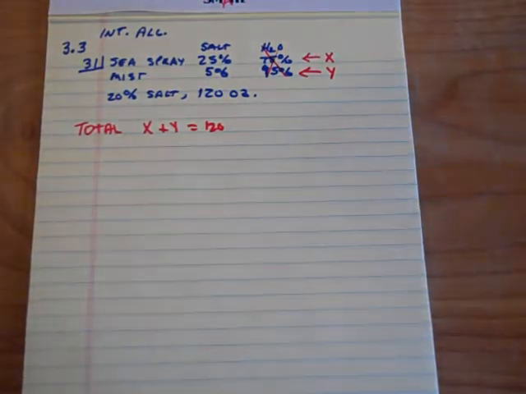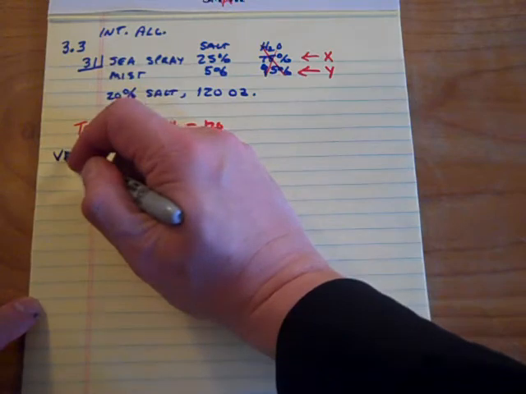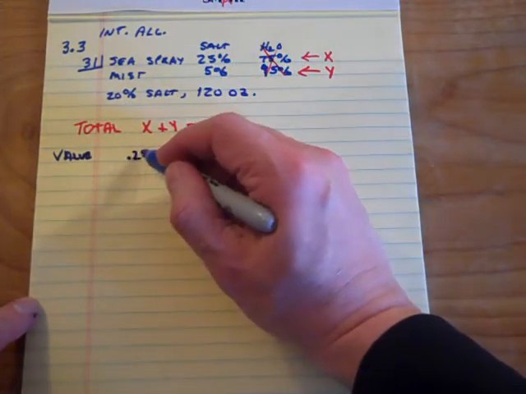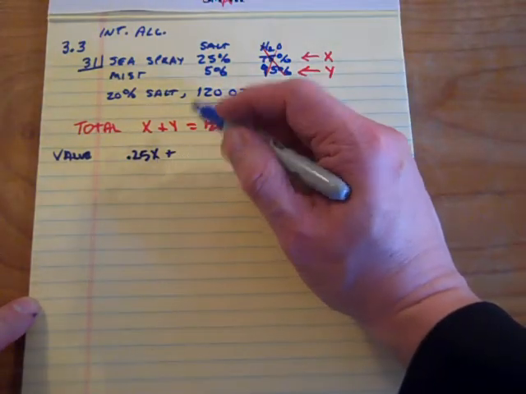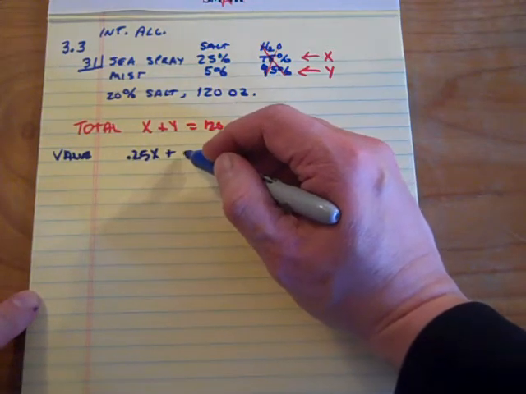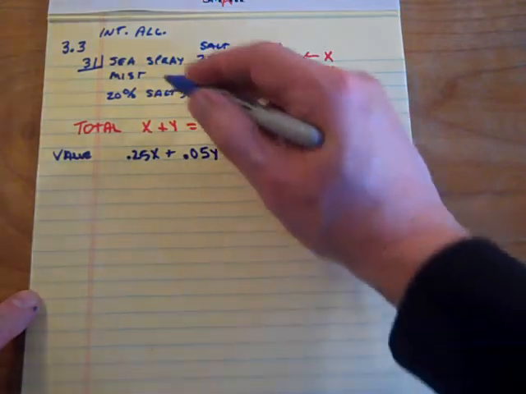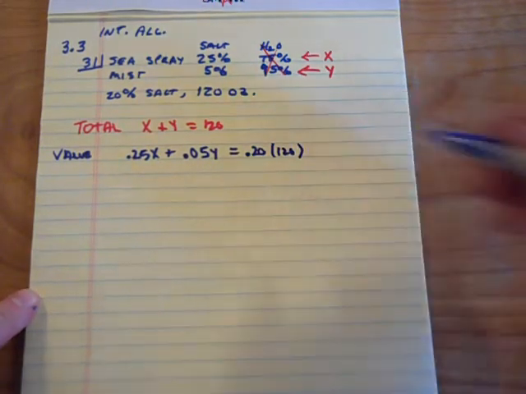And then you want the value of salt in this case. So the value equation in this case, and it's always a multiple, it's 0.25 of X because 25% plus, and again, if you're not good with percents, this gets hard because it's not 5Y. The decimal is 0.05Y equals, and then it's 0.20 times 120.